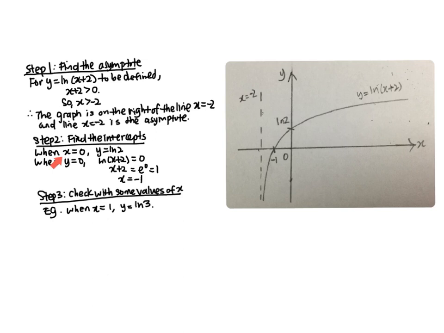When x equals 0, we get y equals ln 2. When y equals 0, solving this logarithmic equation, we will have x plus 2 equals 1 since e to the power 0 is 1. This gives x equals negative 1 as the x-intercept. Label the x and y-intercepts in the sketch.